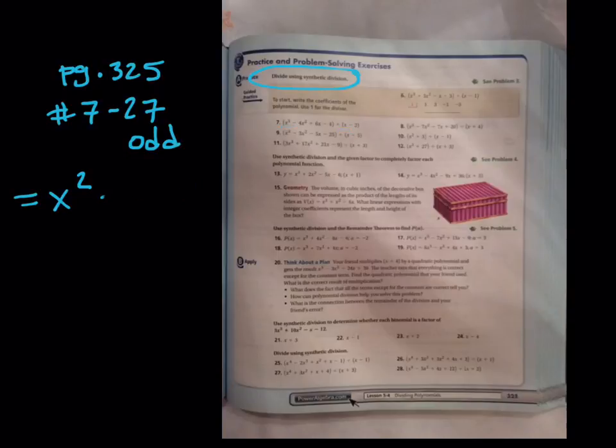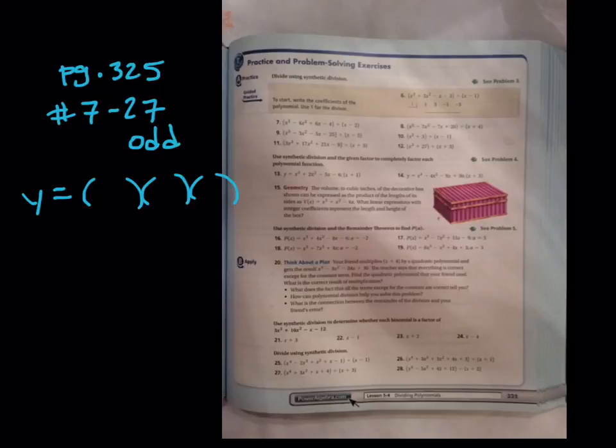Number 13, use synthetic division and the given factor to completely factor the polynomial function. So that's just like the one we just did. So your answer is going to look like y equals something times something times something. Okay, 15 is a geometry one, using another volume of a box. Okay, finding the linear expressions with integer coefficients that represent the length and height of the box. So same thing, they just want you to factor.